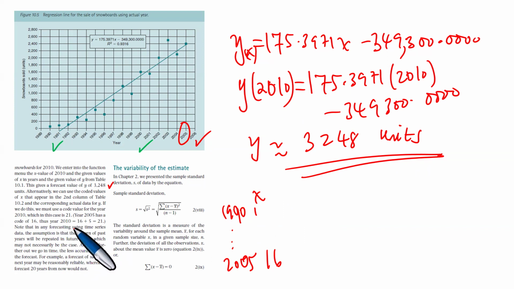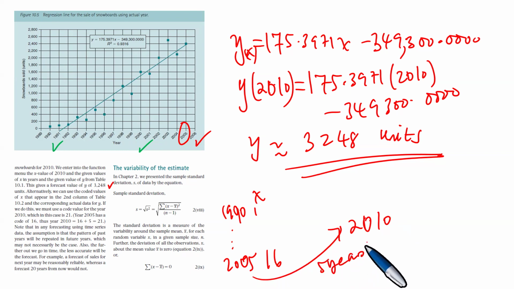So the year 2010 will have a code of what? Okay, so if we go on here, 2005, and then we proceed to the year 2010, what code is 2010 going to have? So it's 5 years difference, which means the code is going to be 16 plus 5, which is 21.